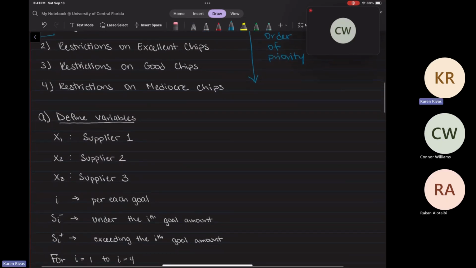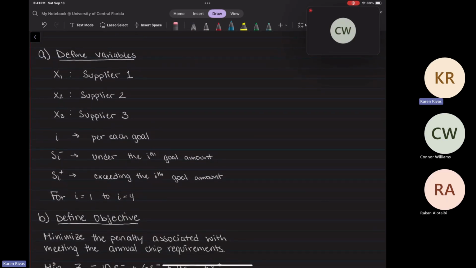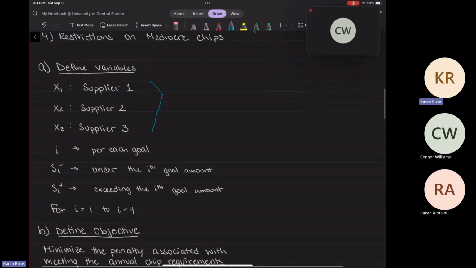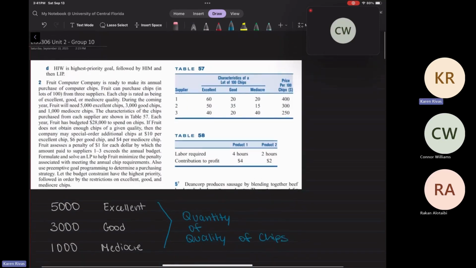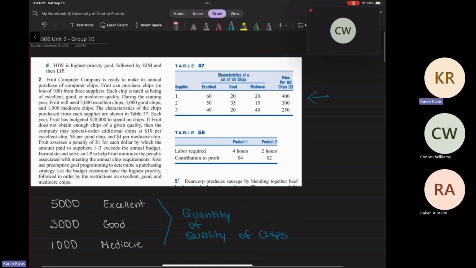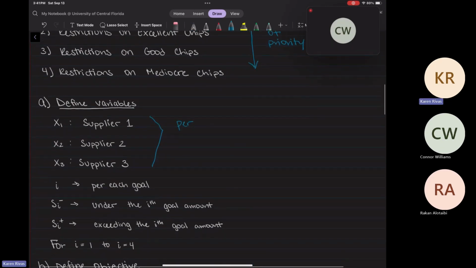Going into solving our linear program problem, we're going to define the variables. So x1 will represent supplier 1, x2 supplier 2, and x3 supplier 3. And each supplier is going to be supplying 100 lots of chips with varying chip quality, as shown in this table. So just make a note of that.